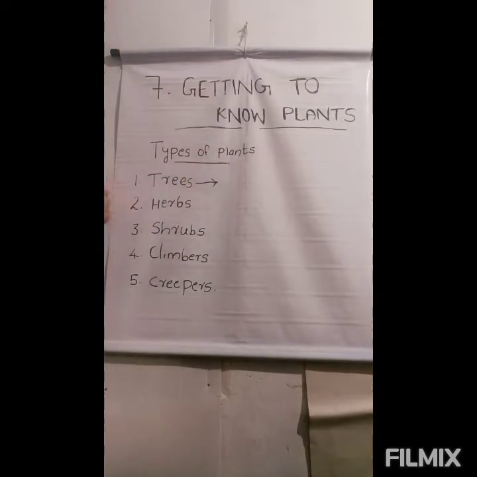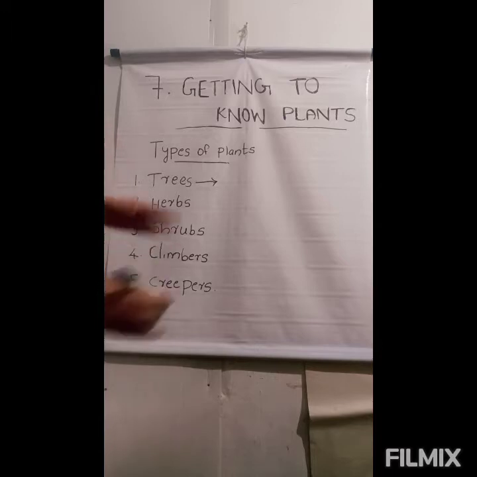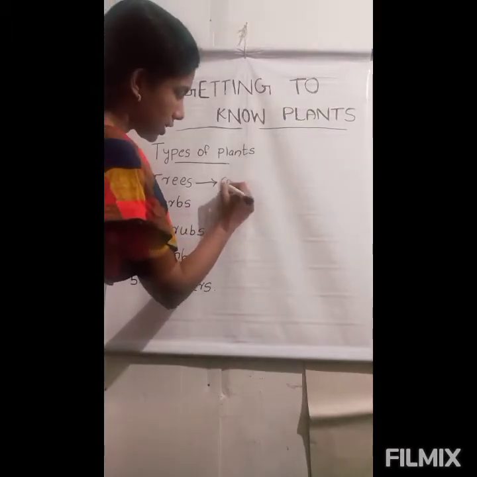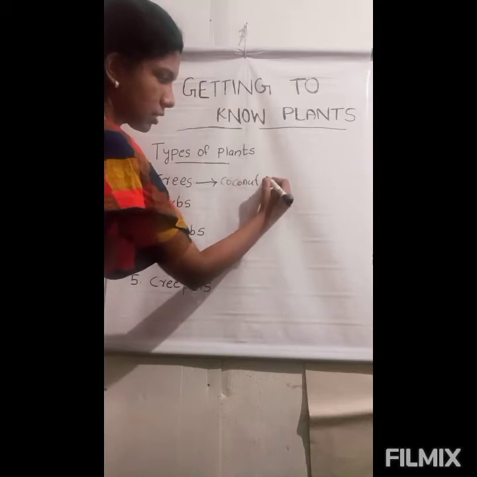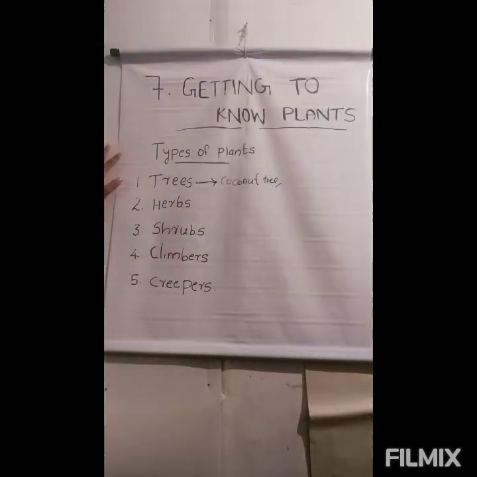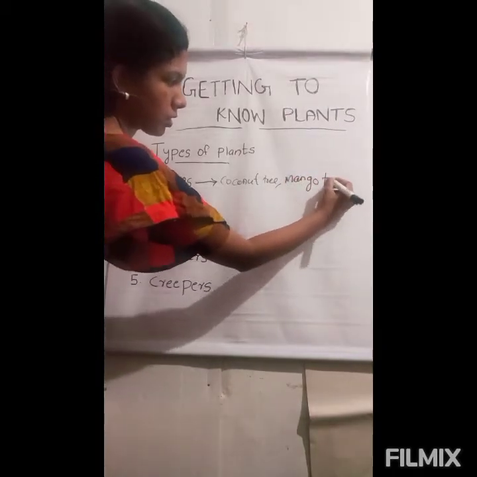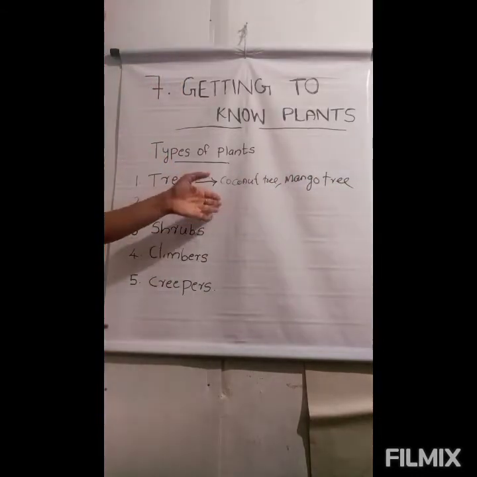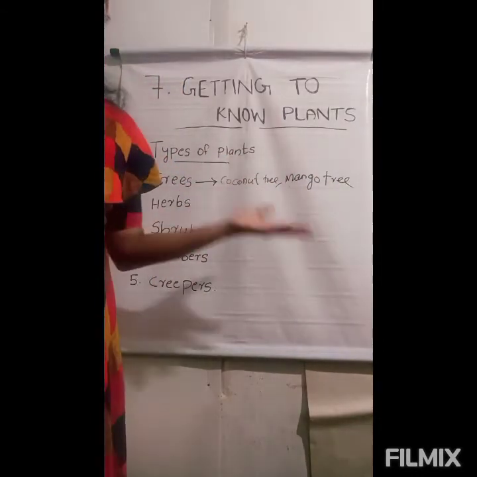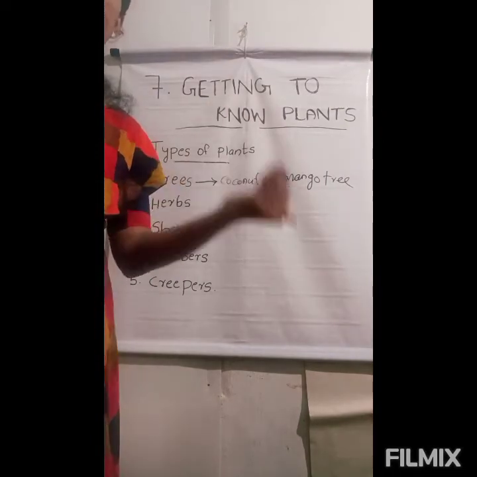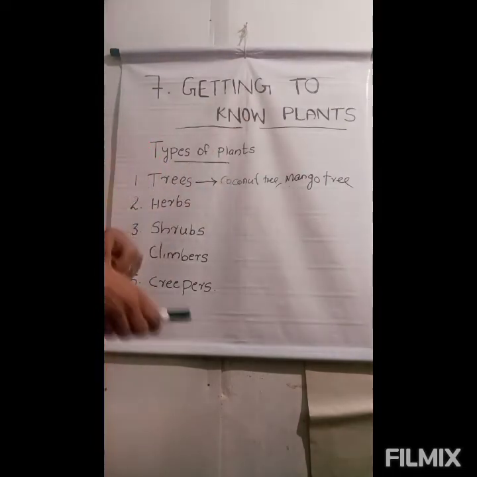Okay, trees. Can you say some examples of trees that you have seen around us? Yes, very good. Which are they? Coconut tree. Then can you say some more examples? Yes, mango tree. Very good. Coconut tree, mango tree, banyan tree, pine tree, neem tree, etc. are the examples for trees.